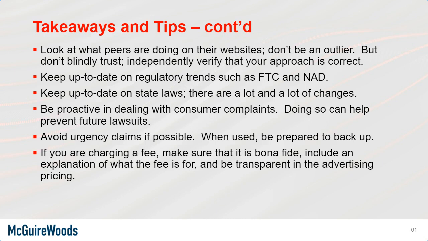That means keeping up to date on regulatory trends. What's the FTC doing? What is NAD doing? Keeping up to date on state laws, which is really hard because there's a lot of them out there and a lot of changes. I think another one, which is a really good idea, is look at the consumer complaints. If you have a lot of complaints from consumers saying, geez, I tried to cancel and I couldn't, then there should be some type of action on that. Avoiding urgency claims if possible. But if you do have urgency claims, then be prepared to back it up.